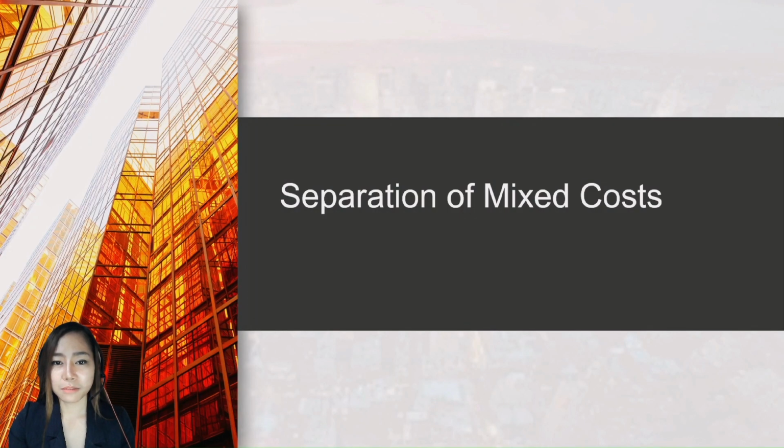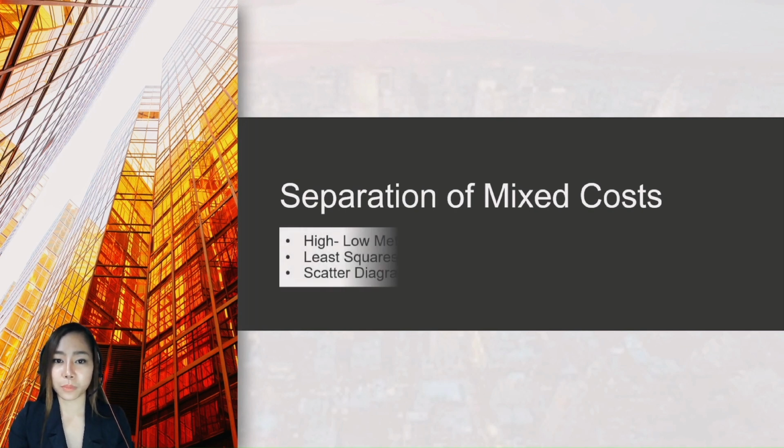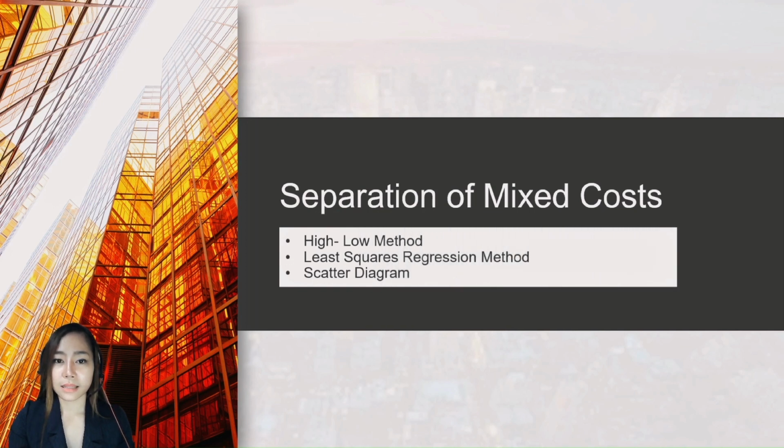It might be difficult for managers to plan, control, or make a decision when the set of cost information has mixed costs. Therefore, it will be helpful in managerial decision making to be able to see both the variable cost and the fixed cost component in a set of observations. So there are three methods to be employed in separating mixed costs: the high-low method, the least squares regression method, and the scatter diagram.